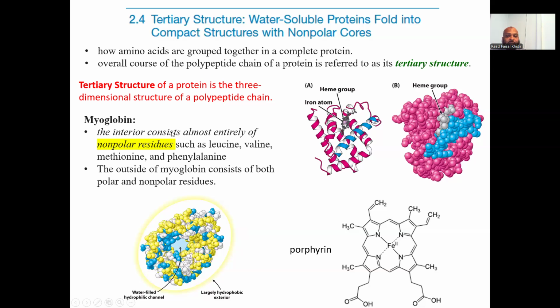An example of the tertiary structure is myoglobin. The interior consists almost entirely of non-polar residues, such as leucine, valine, methionine, and phenylalanine, and the outside of myoglobin consists of both polar and non-polar residues.